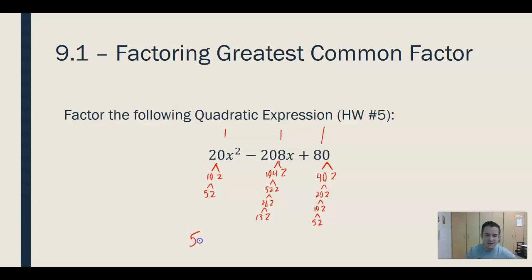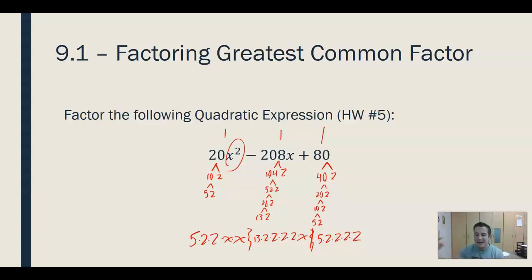So here I got 5 times 2 times 2 times x times x. Here I got 13 times 2 times 2 times 2 times 2, and then times x. And here I have 5 times 2 times 2 times 2 times 2.